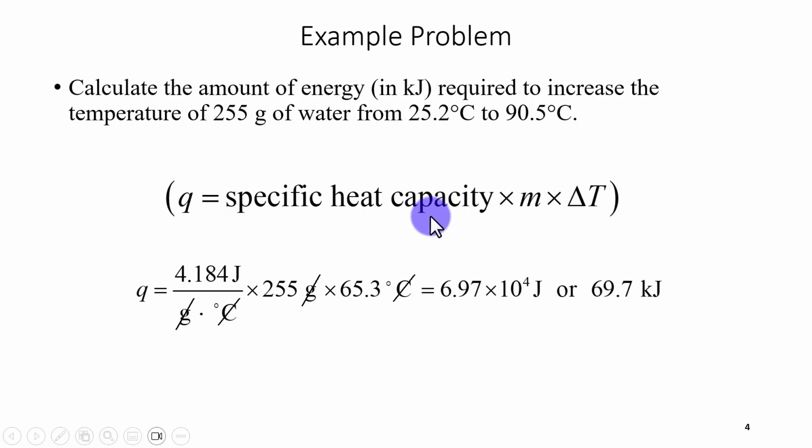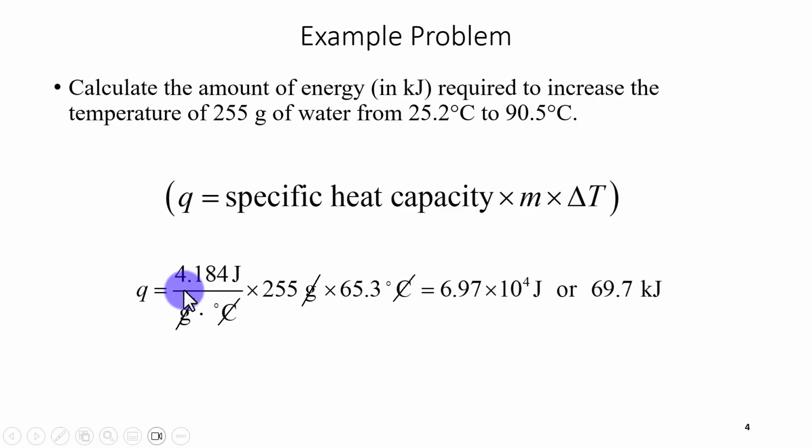Now I multiplied the specific heat capacity by the mass, which is 255 grams. And I also multiplied by the change in temperature, which is 65.3 degrees Celsius. So if I take 90.5 minus 25.2, I get 65.3 degrees Celsius. Note that I'm multiplying and dividing by degrees Celsius, so this will cancel out. I'm also multiplying and dividing by the mass in grams, so that will cancel out as well.